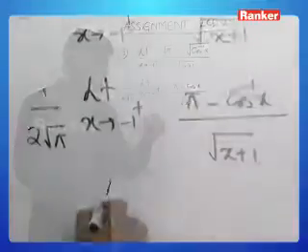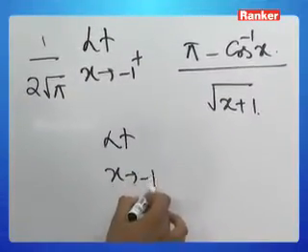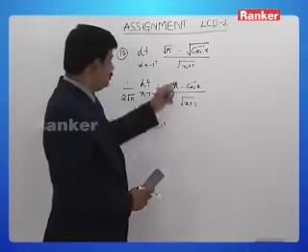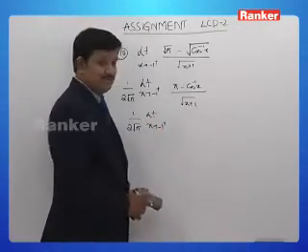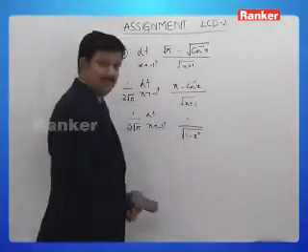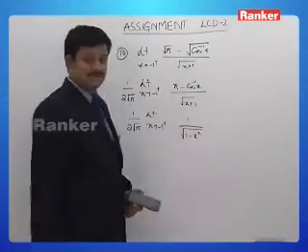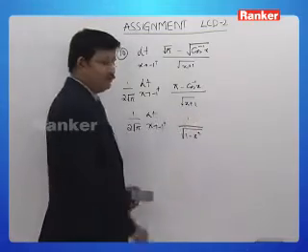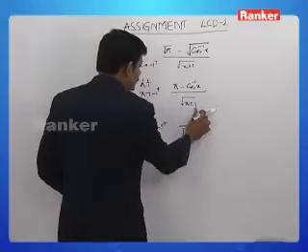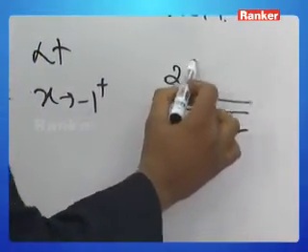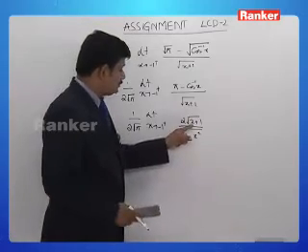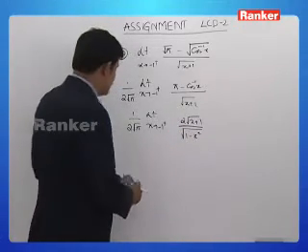Let us apply L'Hospital rule now. Limit x tending to minus 1 plus, differentiate the numerator: derivative of pi is 0, derivative of cos inverse x is 1 by root over 1 minus x square with a minus sign, and this minus sign and that minus sign get cancelled. Derivative of root x plus 1 in the denominator is 1 by 2 root x plus 1. So, we can write it as 2 root x plus 1 in the numerator, and we can see root x plus 1 here and root x plus 1 there get cancelled.